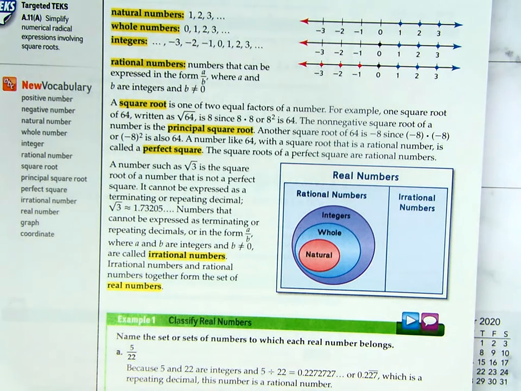That bubble for whole numbers, the light blue, is on the inside of the bubble for integers. So the whole numbers belong to the integers. All the whole numbers are inside the bubble for integers. The integers, that purple bubble, is inside the big square for rational numbers. So any whole number is also an integer. It's also a rational number.